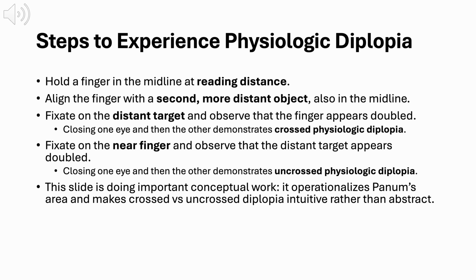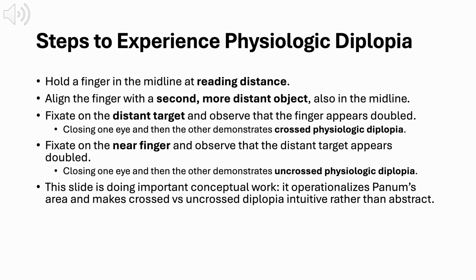This slide is showing you how to feel physiologic diplopia in your own body. Start by holding one finger straight out in front of you at about reading distance, right in the middle. Line that finger up with another object that's farther away, also straight ahead. First, look at the far object and really focus on it. When you do that, your finger will look doubled. If you close one eye and then the other, you'll notice that the doubled finger appears crossed. That's crossed physiologic diplopia, and it happens because the finger is closer than where you're focusing.